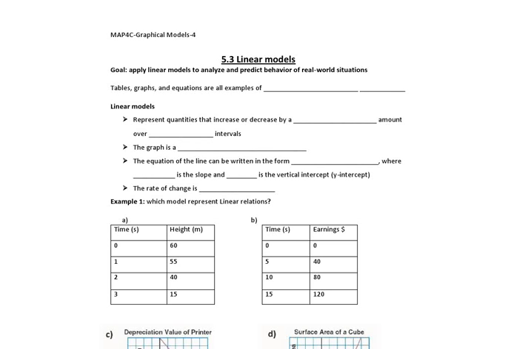So we see tables, graphs, equations, right? You've seen them all. You've seen table values. You've seen equations, y equals whatever the equation is. And we have seen graphs. So they are all examples of mathematical models.